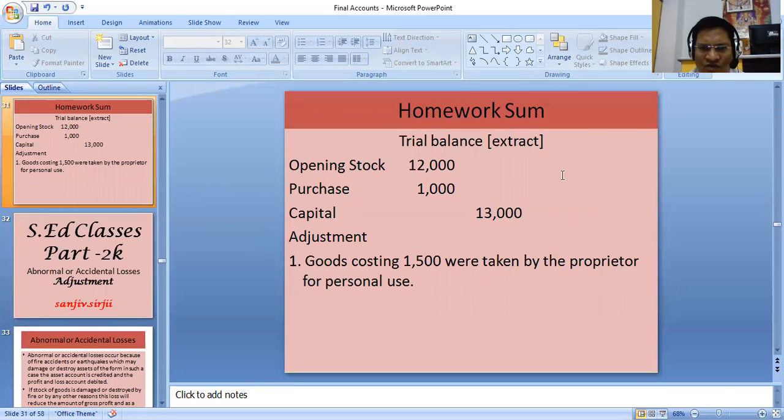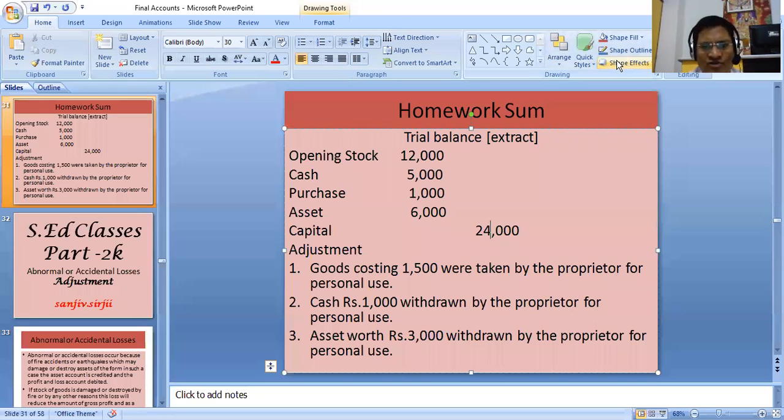Now this is a sum. This is your homework sum, students. Opening stock, purchase, capital, adjustment: goods costing 1,500 were taken by the proprietor for personal use. One thing you notice over here, students, is that purchase is only 1,000, but goods withdrawn by the proprietor is 1,500. Now in this case, you need to subtract 1,500: 1,000 from purchase, 500 from opening stock, or you can just subtract the entire 1,500 from opening stock only. Let the purchase be 1,500 only. I'll add one more entry into this.